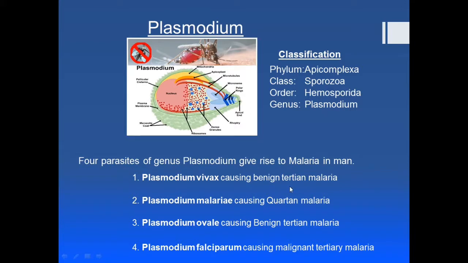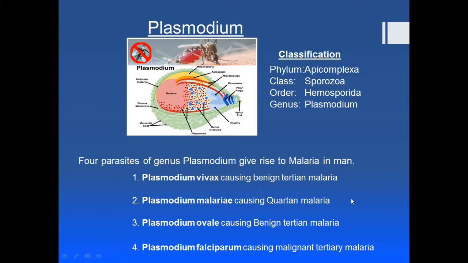The difference between tertian malaria and quartan malaria is in the fever. In malaria there is an intermittent fever, that is, there will be a period of fever and then a period of relief. In tertian malaria, the fever will occur on alternate days, whereas in quartan malaria the fever will be present on every second day. So this is the difference between these two.